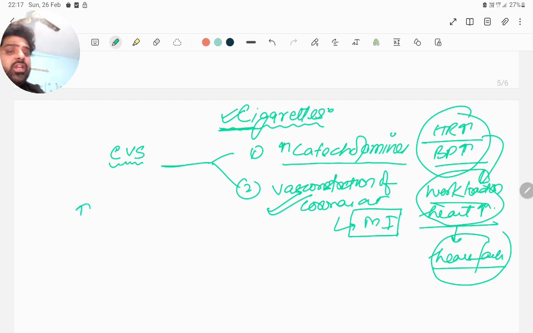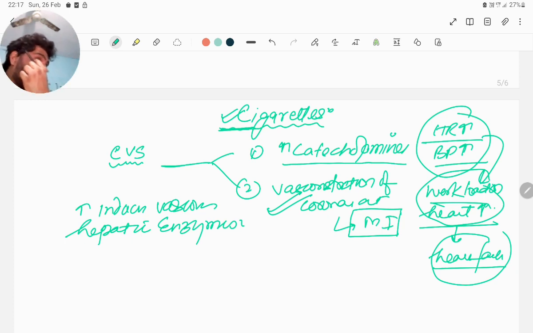Secondly, it induces various hepatic enzymes. So when it induces hepatic enzymes, a lot of drugs have to be given at a higher dose, because these induced enzymes remove those drugs very quickly from the body. So this is one of the things.